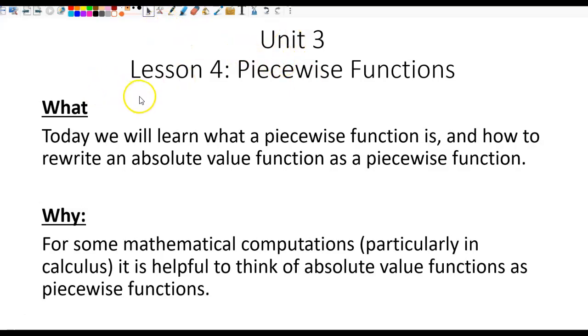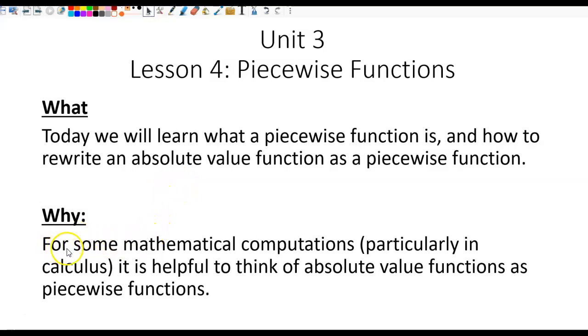So let's go ahead and talk about what piecewise functions are. You're going to learn what it is, and then you're going to learn how to actually rewrite absolute value functions as piecewise functions, because that's what they really are. Okay, an absolute value function is actually a type of piecewise function.